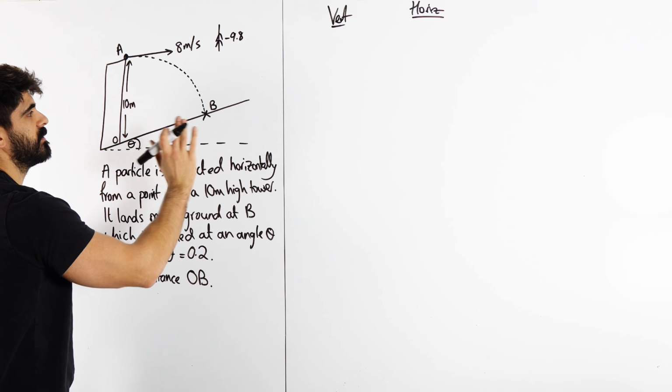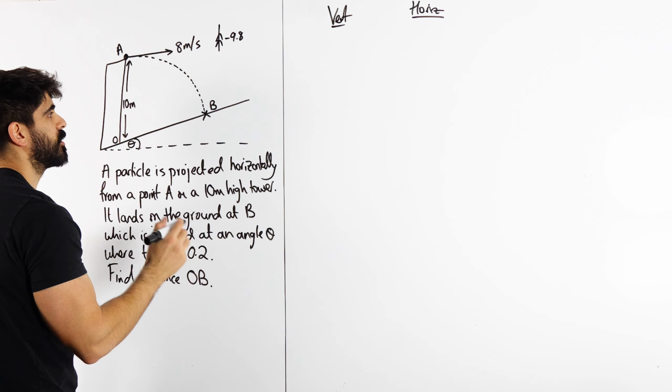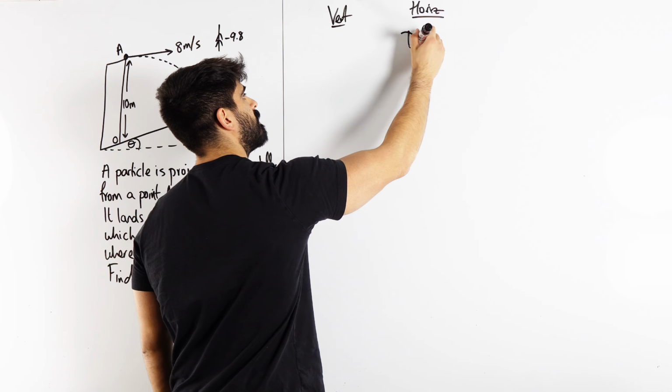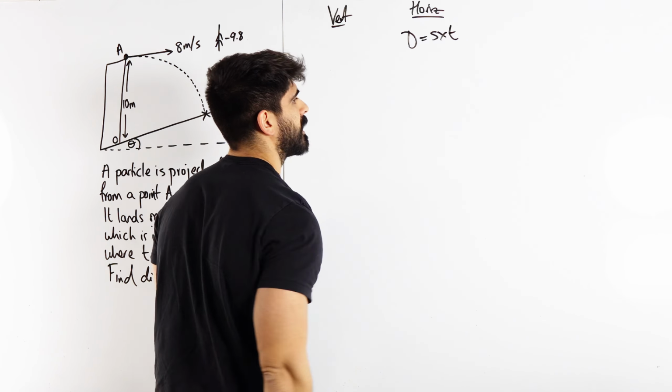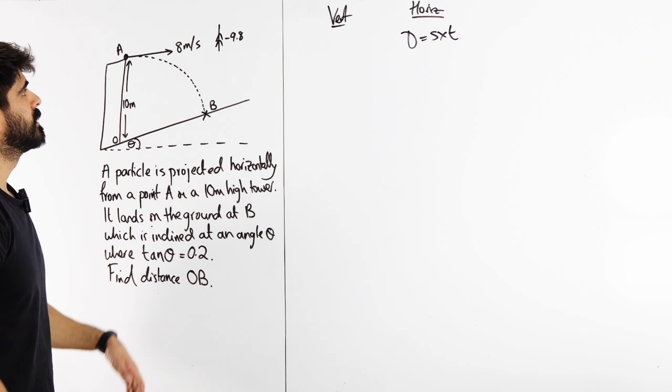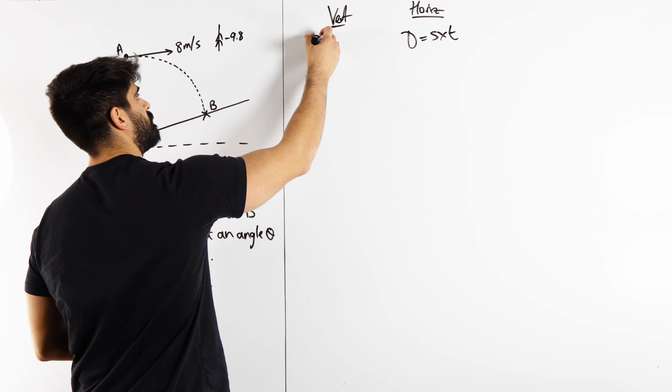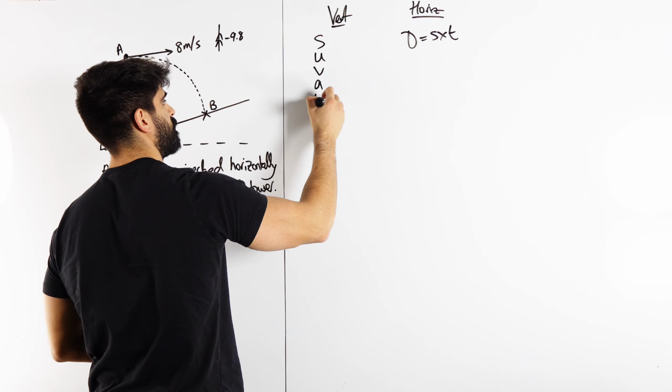No acceleration literally means distance is speed times time. We go back to our basic formula that we learned in year 1. Now the vertical, because there is acceleration, not zero, we're going to use suvat.